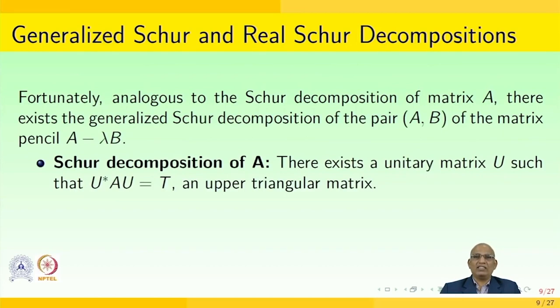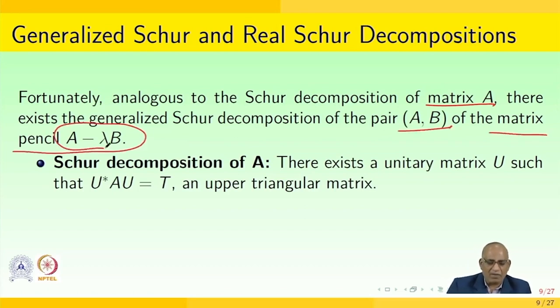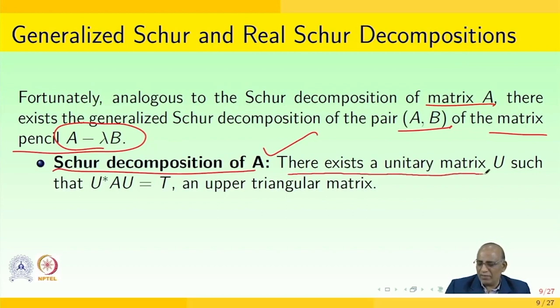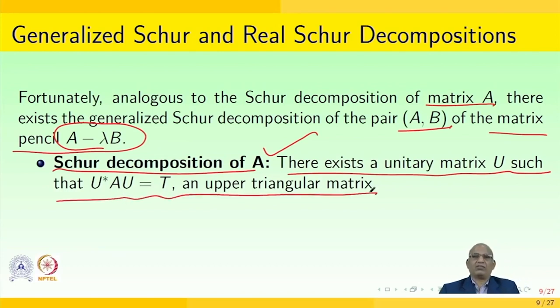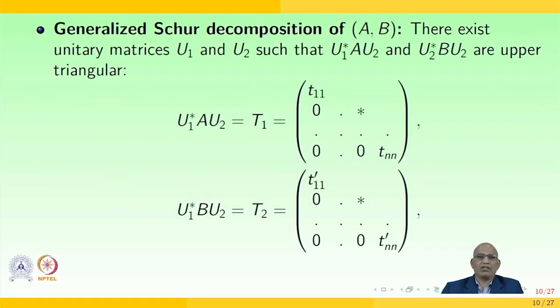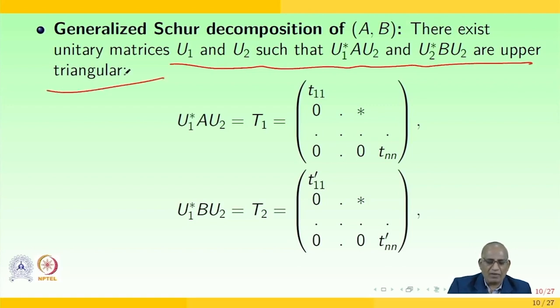Now let us look into generalized Schur and real Schur decompositions. Fortunately, analogous to the Schur decomposition of a matrix A, there exists the generalized Schur decomposition of the pair A, B of the matrix pencil A minus lambda B. The Schur decomposition of A is: there exists a unitary matrix U such that U star AU is equal to T, an upper triangular matrix. Generalized Schur decomposition of the pencil A, B: there exist unitary matrices U1 and U2 such that U1 star AU2 and U1 star BU2 are upper triangular matrices.